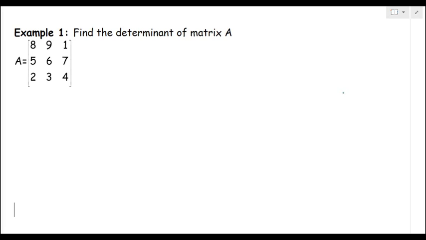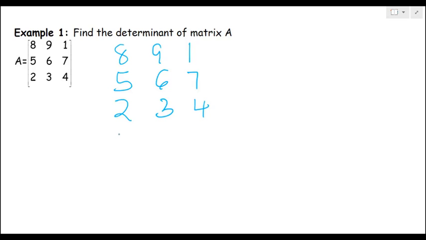Our example 1 in this category is the matrix A: 8, 9, 1, 5, 6, 7, 2, 3, 4. The first thing we are going to do is write the 5x3 array, and we are going to have 8, 9, 1, 5, 6, 7, 2, 3, 4. We repeat row number 1 and row number 2, that is 8, 9, 1 and 5, 6, 7.